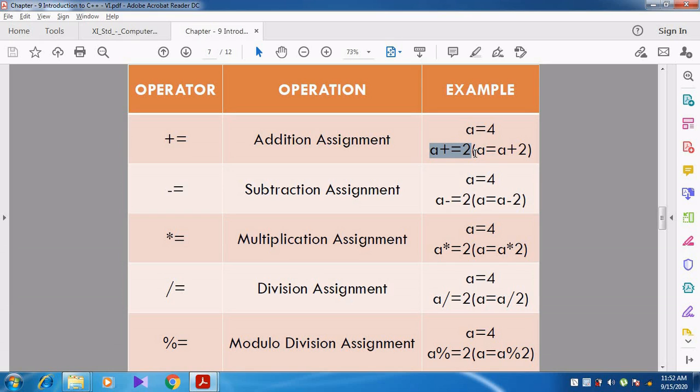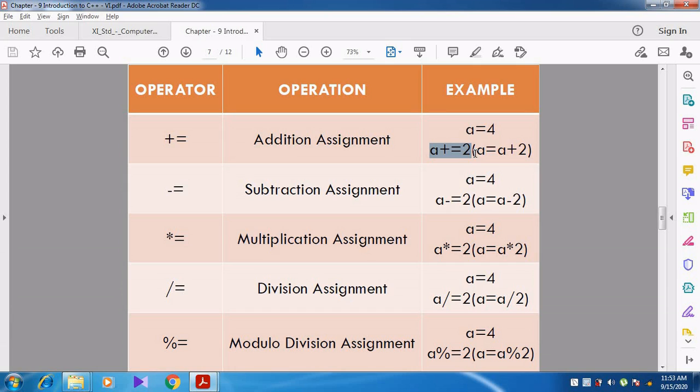Now see the second line, A plus equal to 2. What is meant by A plus equal to 2? Instead of writing A equal to A plus 2, we are writing in a short manner. How are we writing in a short manner? We are using the shorthand assignment operator.